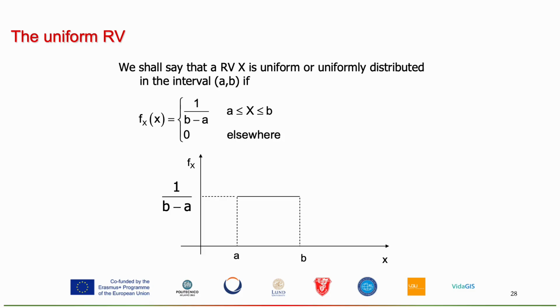From a graphical point of view, you have the real axis, the value of the density function, a certain value a on the real axis, and a certain value b on the real axis. In the interval [a, b], the density function is flat with value 1 over b minus a. You see clearly that the integral of this density function between a and b, or in general from minus infinity to plus infinity, is exactly equal to 1, as required.